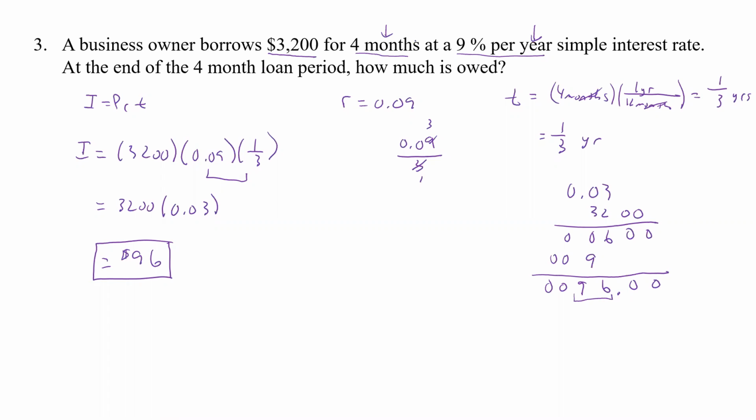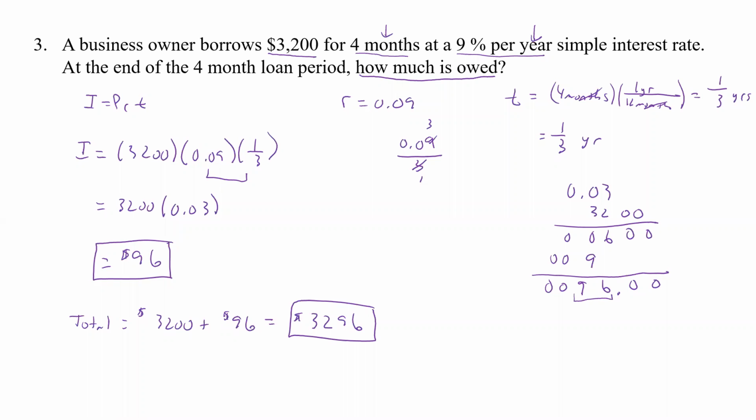But what do they ask for? How much is owed total? Well, what we have to do there, the total is just going to be 3,200 plus the 96, and that's going to give us the 3,296. And so that will be our total that we owe. Okay.